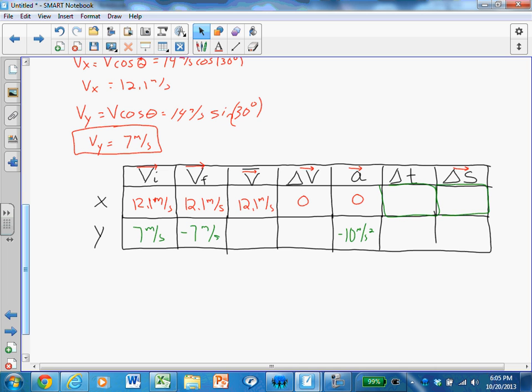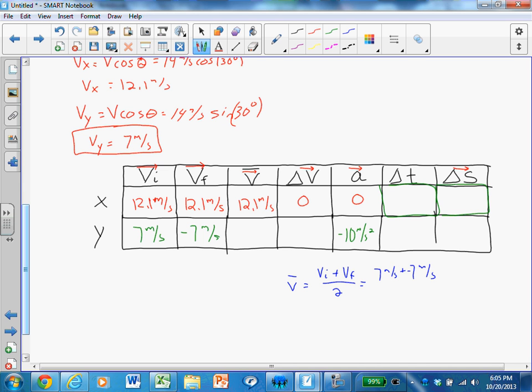So let's find our average velocity in the y direction. And when we do that, we see that 7 plus minus 7 is just 0. So we actually have 0 meters per second. And the reason for that is because we have velocities with a positive going up, and velocities that are negative going down.